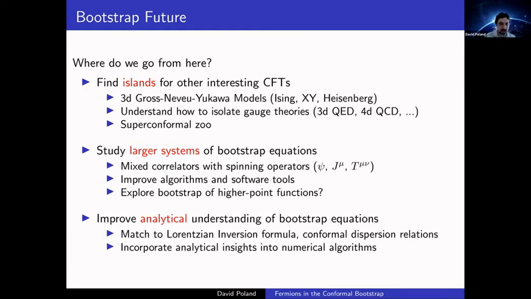To push on these directions, it's proven helpful to go to larger systems of bootstrap equations, and think about mixed correlators, perhaps involving spinning operators like currents and the stress tensor, which in turn requires improving our algorithms and software tools. And there's also a fascinating interplay going on right now that I didn't have time to tell you about between numerical bootstrap and analytical approaches to the bootstrap equations. And ultimately, I think we can do a better bootstrap by combining insights from the analytical bootstrap into the numerical algorithm. So that's another direction to push.